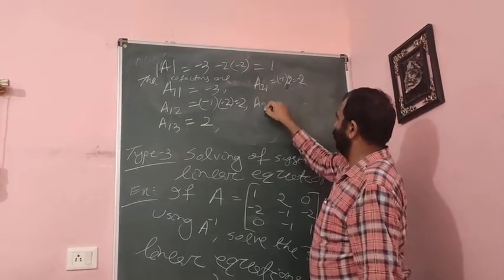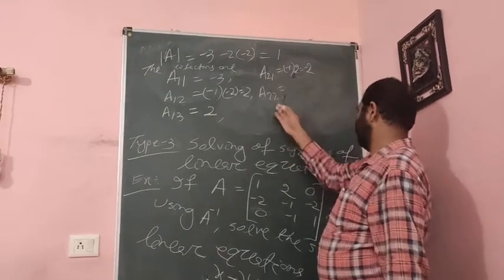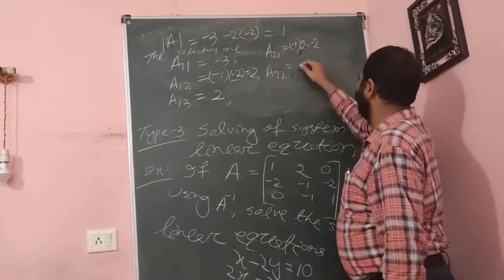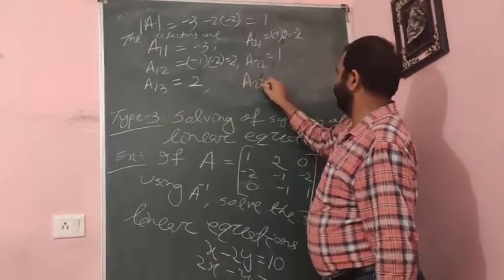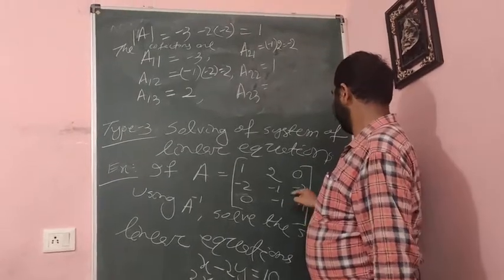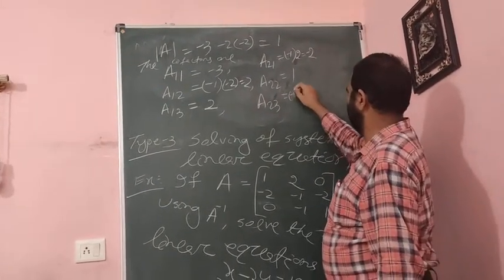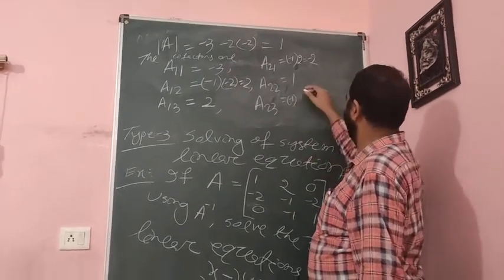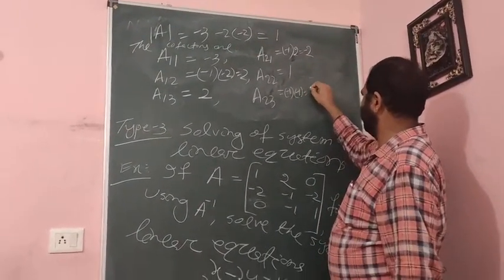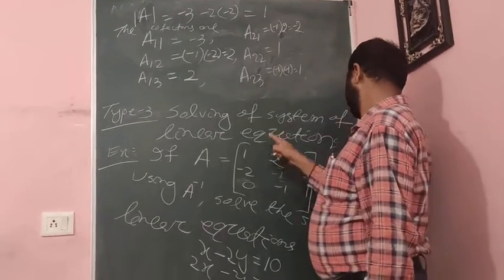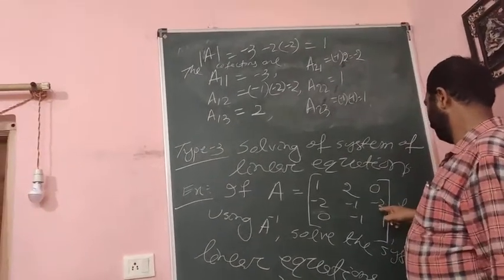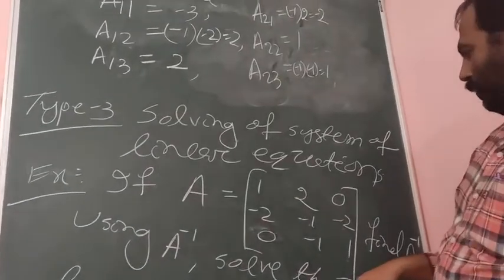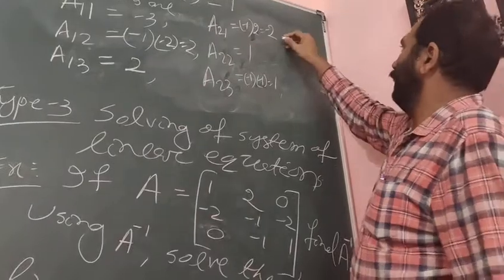What is A22? A22 is, here the sum is even, so omit this. So it is 1. What is A23? It is minus 1 actually, and cancel. So it is minus 1. So minus 1 into minus 1, it is plus 1. Okay. Minus 1. Yes. Then come to A31.